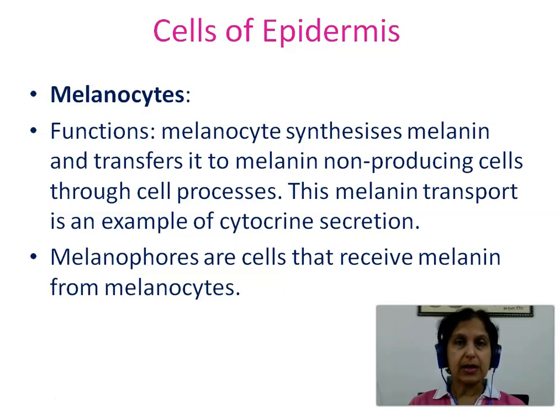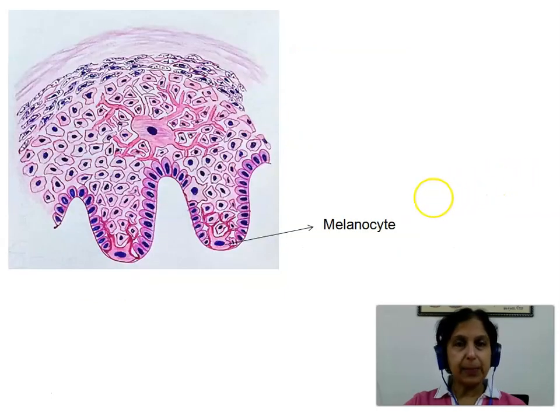Melanophores are cells that receive melanin from melanocytes. In the same picture here, in the stratum basale, this rounded cell with cell processes is the melanocyte, and these cell processes are going to be lying in between the keratinocytes.